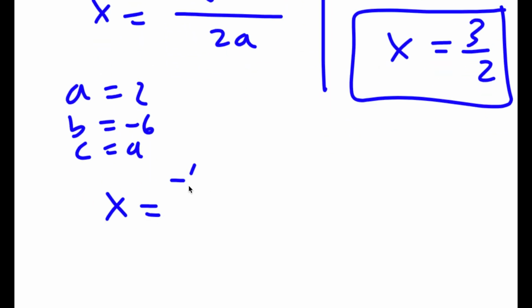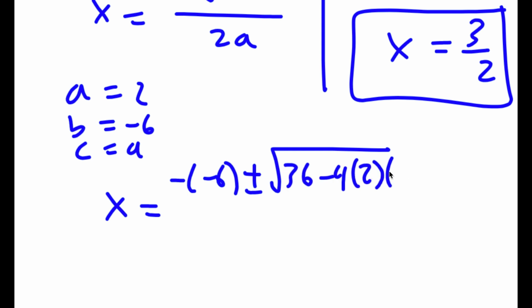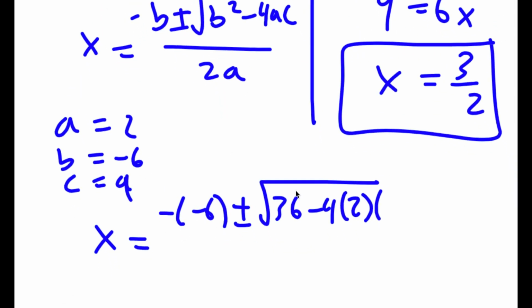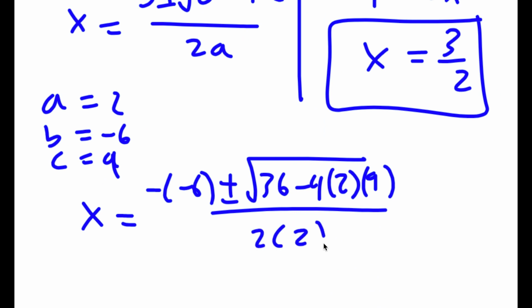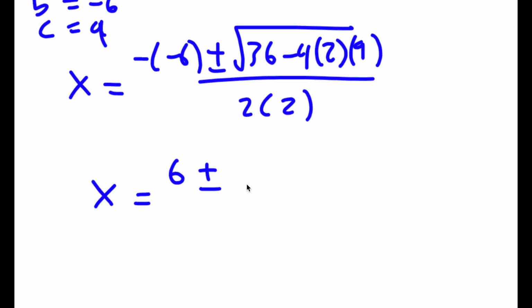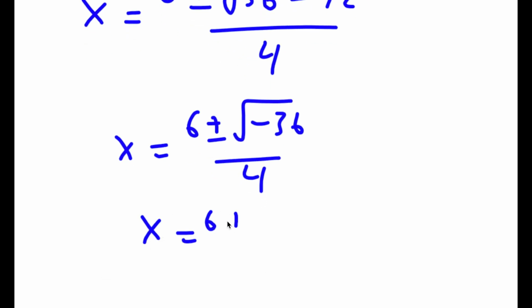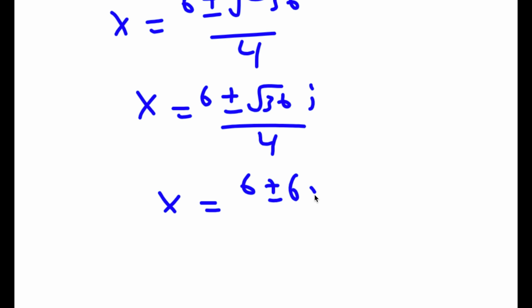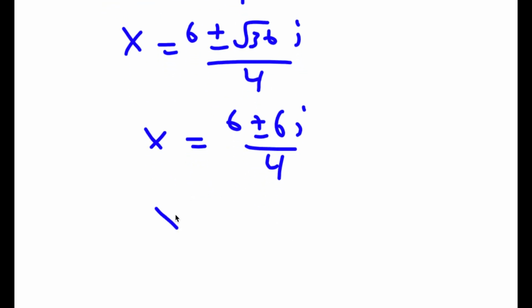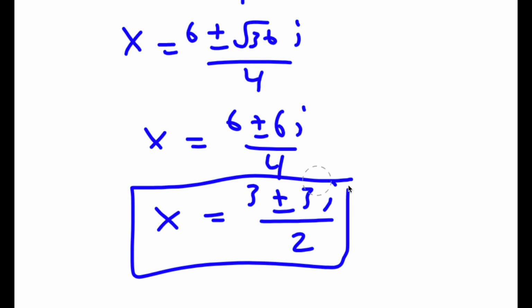So I get x is equal to negative of negative 6 plus or minus the square root of negative 6 squared, which is 36, minus 4 times a, which is 2, times c, which is 9, all over 2a, so 2 times 2. And now this is equal to positive 6 plus or minus the square root of 36 minus 8 times 9 is 72, all over 4, which is equal to 6 plus or minus the square root of negative 36 over 4, which is equal to 6 plus or minus the square root of 36i over 4, which is equal to 6 plus or minus 6i over 4. And if I divide everything by 2 over here, I get 3 plus or minus 3i over 2. So these are two more solutions.